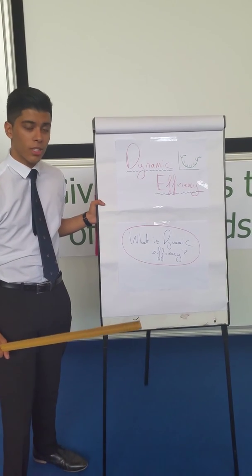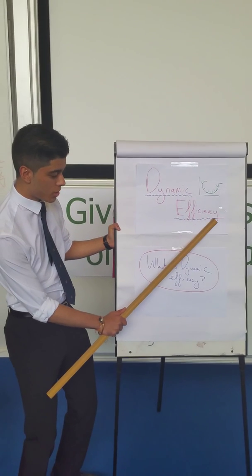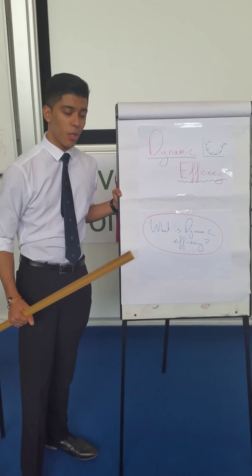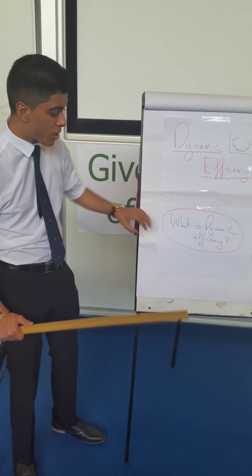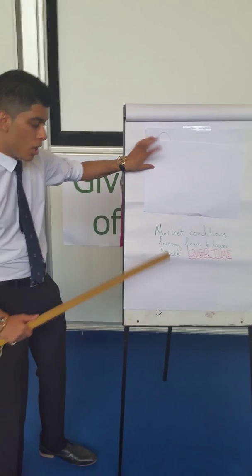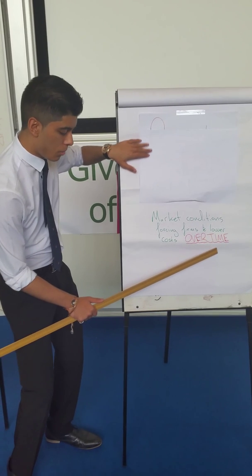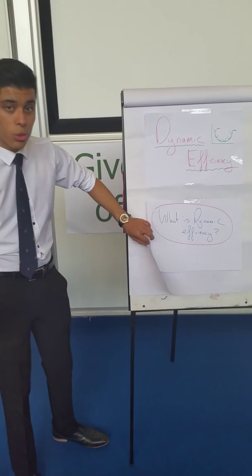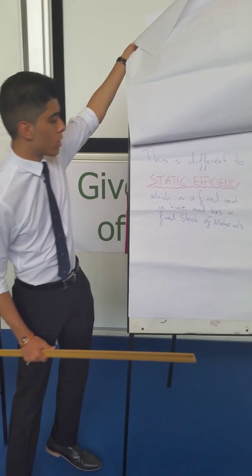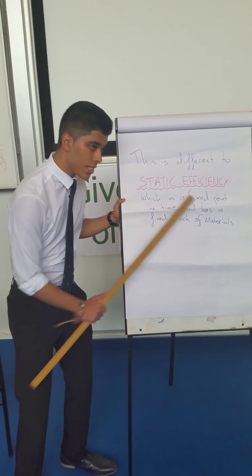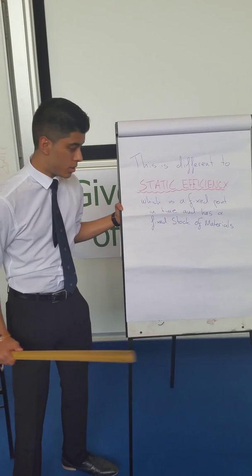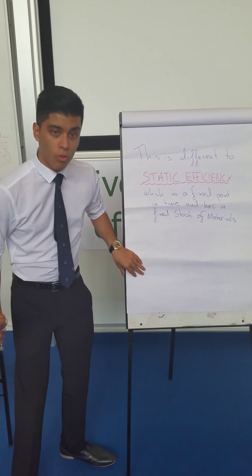Today we'll be doing economics and we'll be talking about dynamic efficiency. So, what is dynamic efficiency, you may ask? Dynamic efficiency is quite simply market conditions that are forcing firms to lower costs over time. Now, over time refers to a time period in which they are lowering costs. This is different to static efficiency, which is a fixed point in time and has a fixed stock of materials.